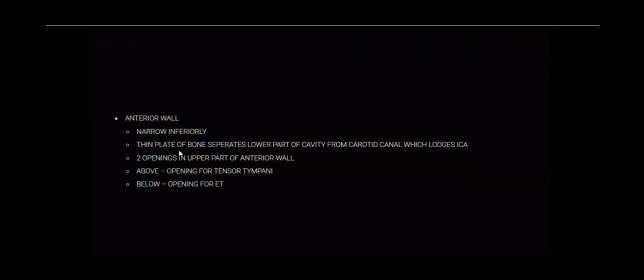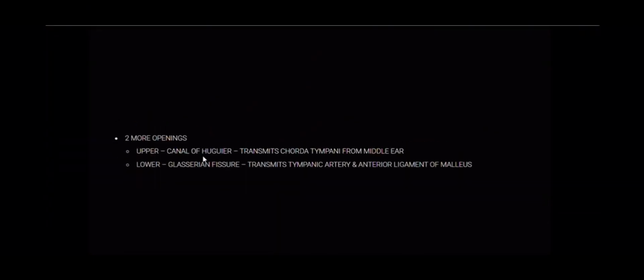Coming to the anterior wall, it is much narrower than the picture, so it just lodges the internal carotid artery along with some sympathetic plexus. It also has 2 openings in the upper part, which we saw already: the canal for the tensor tympani muscle, and the opening of the eustachian tube. There are 2 other small openings. In the upper part, we have the canal of Huguier, which transmits the chorda tympani, and in the lower part a small fissure known as the glaserian fissure, which transmits the tympanic artery and the anterior ligament of the malleus.